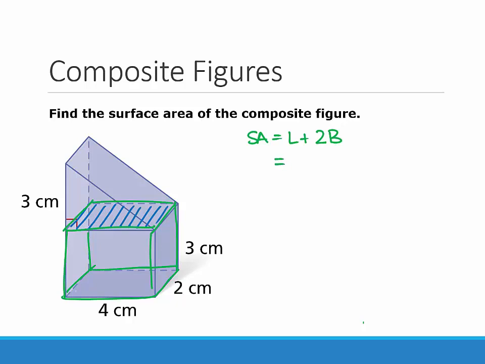Remember, your lateral area is the distance around. So 2 times 4 plus 2 times 2. So I get 8 plus 4, or 12. And then I've got to multiply that by the height. So my lateral area equals 12 times how tall it is, which is 3.